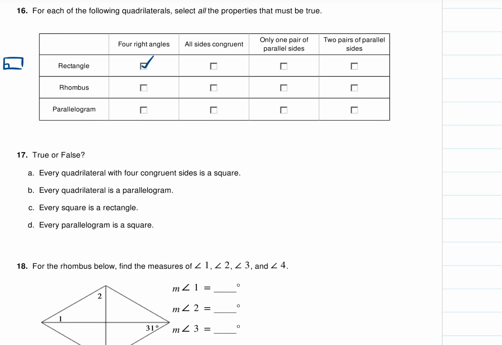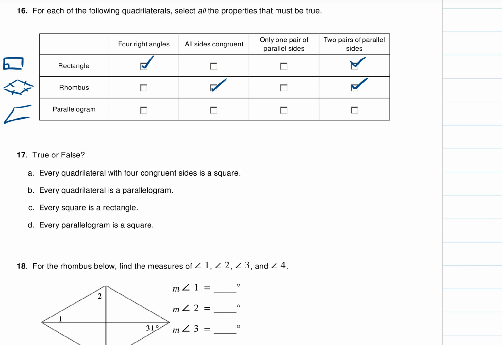Only one pair of parallel sides? That's not true either. It has to have 2 pairs of parallel sides. A rhombus. A rhombus is like a diamond, with all 4 sides congruent. So a rhombus doesn't have 4 right angles, but it has all sides congruent and 2 pairs of parallel sides.